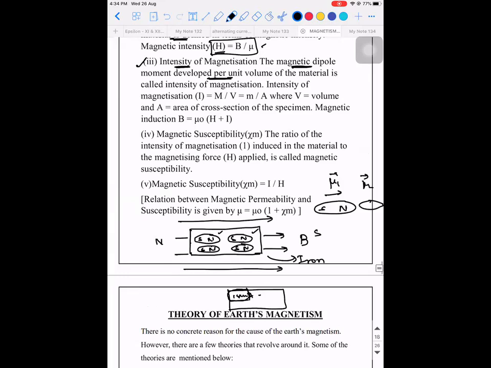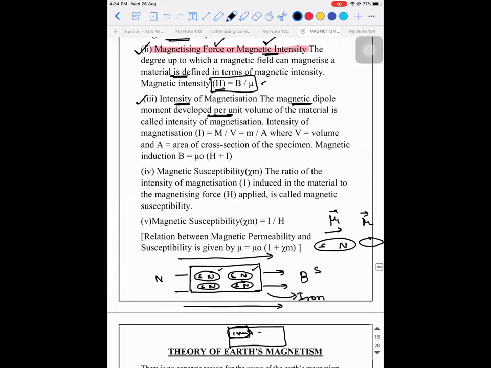Is there any confusion you people are having between magnetic intensity and intensity of magnetization? Sir, will the dipole moment that is present on the top and bottom not repel each other? No, it will not, because the dipole moment is along horizontal only, no? So there will be no repulsion, because they will be very close to each other.